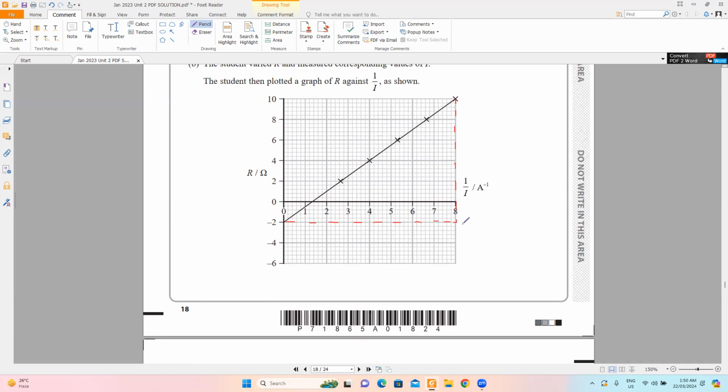So this is my change in y-axis. So change in y-axis would be 10 minus -2, divided by change in x-axis, which would be 8, right? So 10 minus -2 gets you 12, divided by 8. 12 by 8 is 1.5. And since it's the EMF, the unit should be volt.